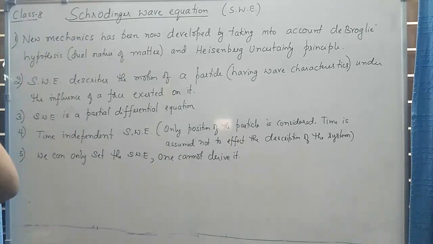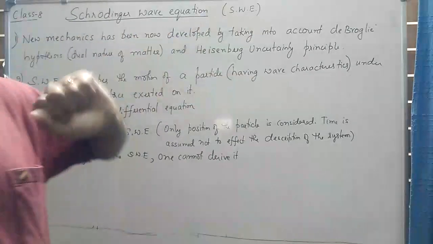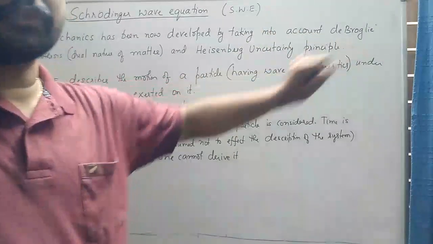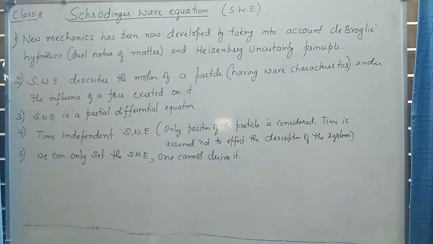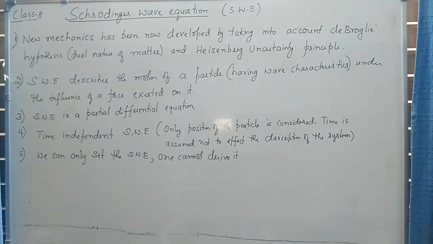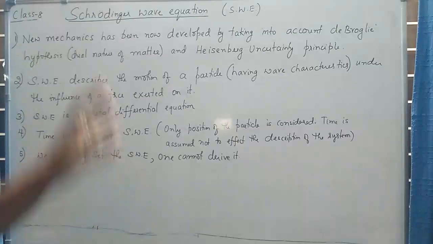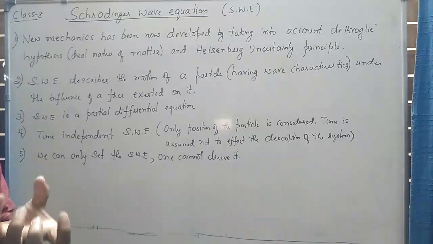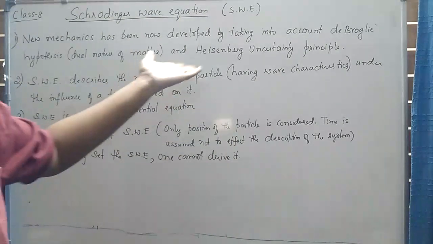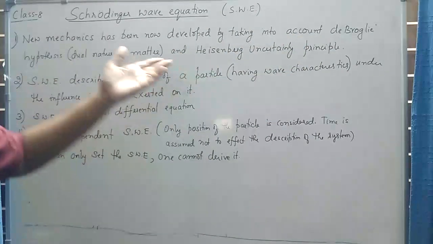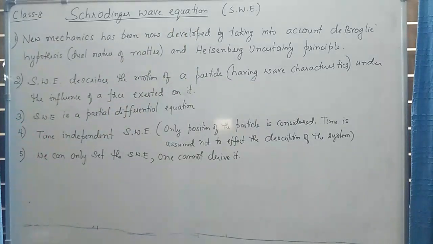The new mechanics, that is wave mechanics, that we have developed is consistent with two important principles. That is, it is consistent with the de Broglie hypothesis, which considers the dual nature of matter such as the electron, and the Heisenberg uncertainty principle. The earlier Newtonian mechanics is not consistent with the de Broglie hypothesis and the Heisenberg uncertainty principle, whereas the new mechanics that we are going to develop should be consistent with these two important principles.